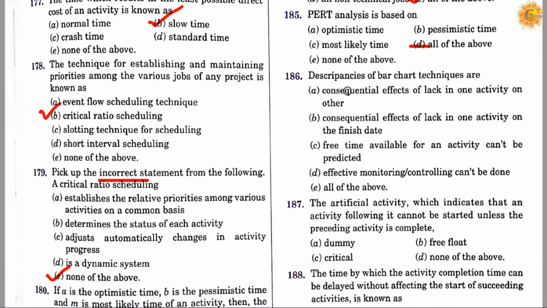Question number 186. Discrepancies of the bar chart technique are: option A, the consequential effects of lag in one activity on others; option B, the consequential effect of lag in any activity on the finish date; option C, the free time available for an activity can't be predicted; option D, effective monitoring and controlling can't be done; and option E, all of the above. So the correct answer is E. It means the discrepancies of the bar chart technique are all of these, all of the above.